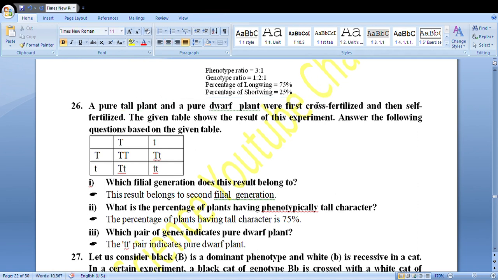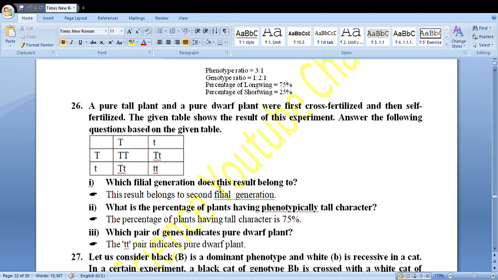The above chart can be expressed in a table as well. So it is a pure tall plant and a pure dwarf plant, which are first cross-fertilized and then self-fertilized. The table below shows the result of this experiment. This is hybrid Tt, capital T, small t, so it's hybrid male, hybrid female.